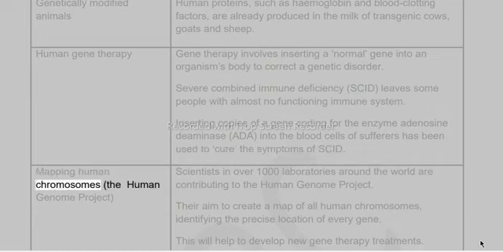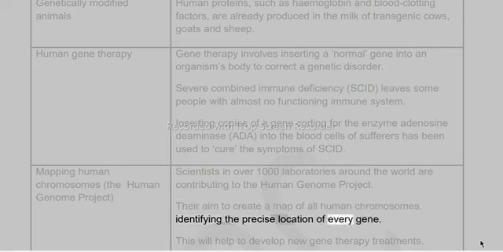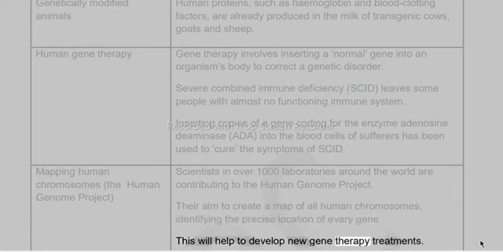Mapping human chromosomes: the Human Genome Project. Scientists in over 1,000 laboratories around the world are contributing to the Human Genome Project. They aim to create a map of all human chromosomes, identifying the precise location of every gene. This will help to develop new gene therapy treatments.